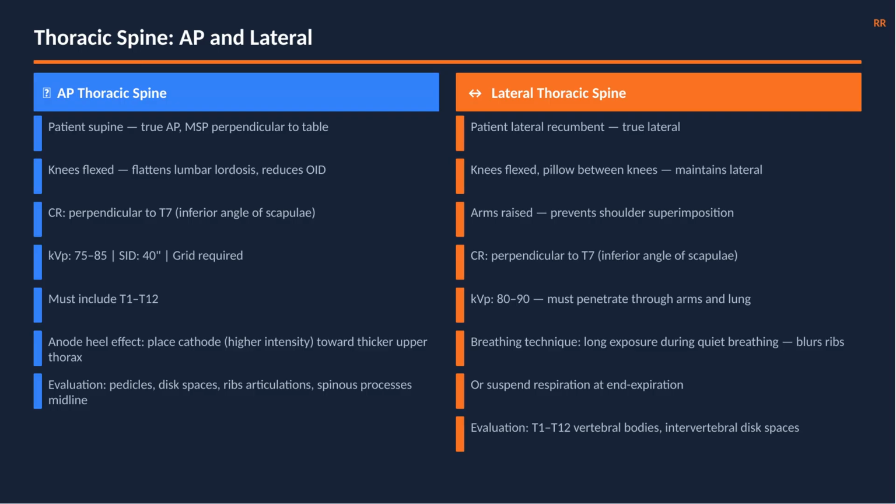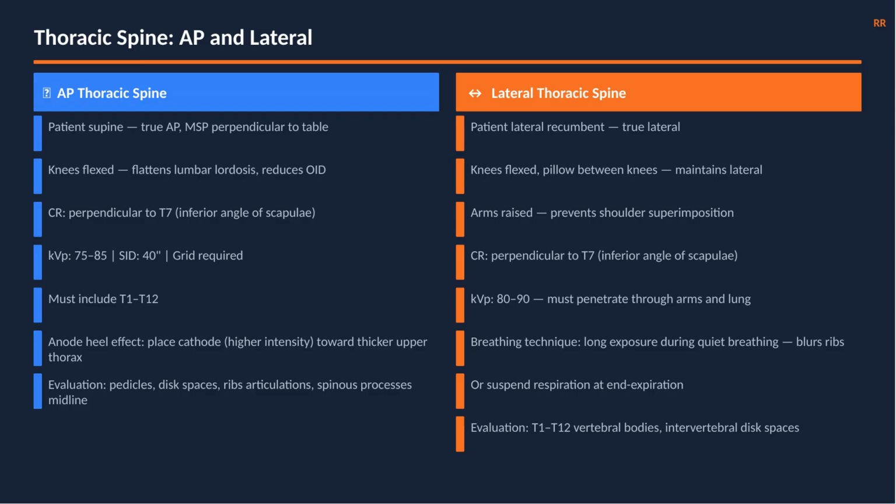Lateral thoracic. Patient lateral recumbent, true lateral. Knees flexed, pillow between knees to maintain position. Arms raised above the head. Prevents the shoulder from superimposing the upper thoracic vertebrae. CR, perpendicular to T7. KVP, 80 to 90, high, because the beam must penetrate through the lateral arm and lung tissue to reach the spine.